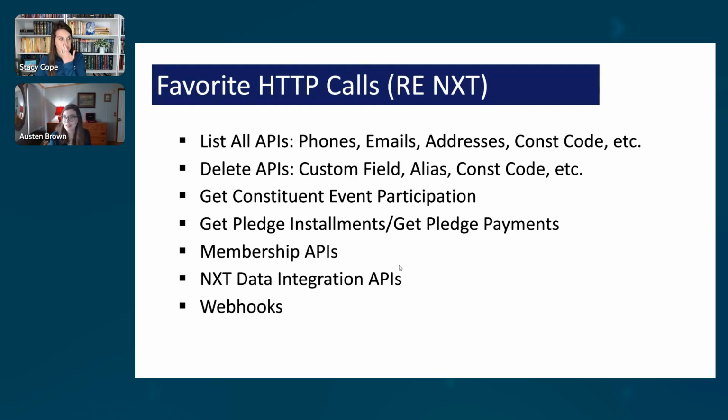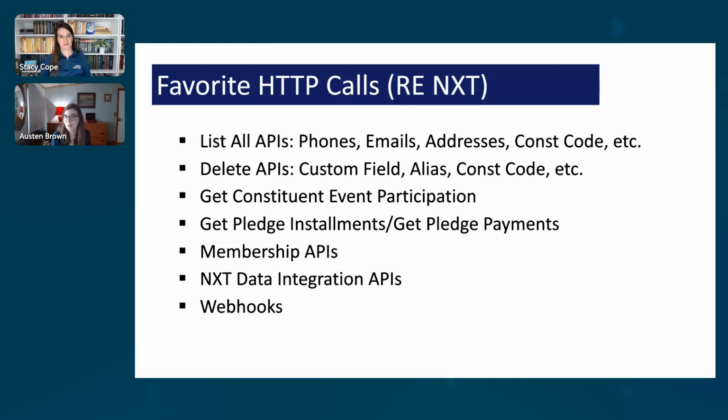Yeah, so the third one is one I found in the APIs this week. So you can get all of the event participation information for a single constituent. So that's now one of my favorites. Getting pledge installment and payments info would enable you to potentially do a pledge reminder flow.